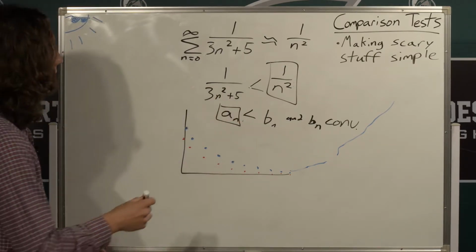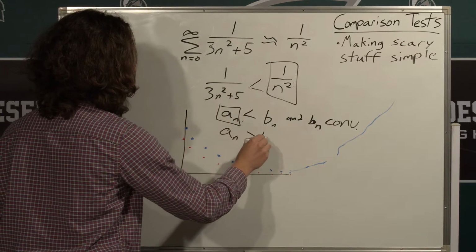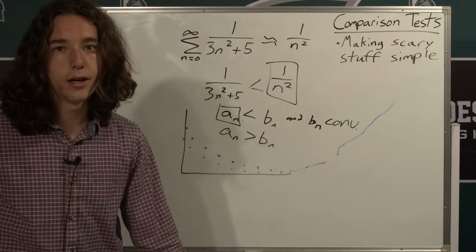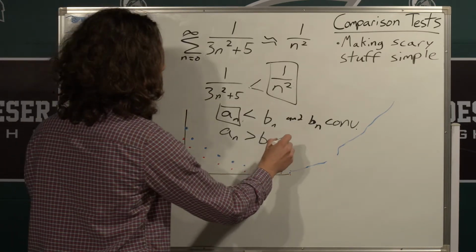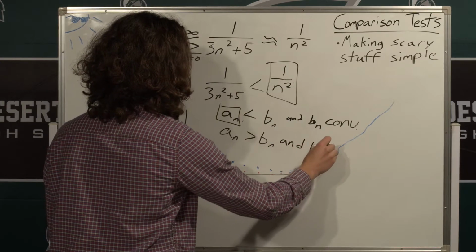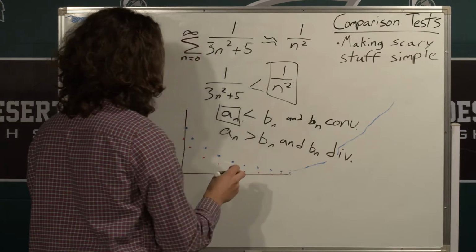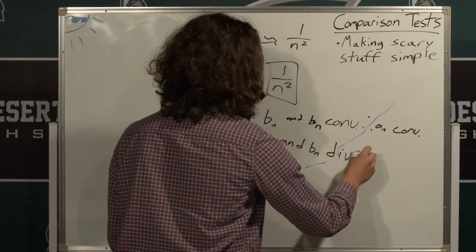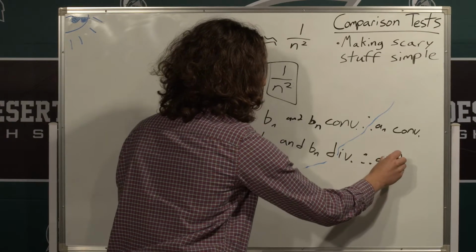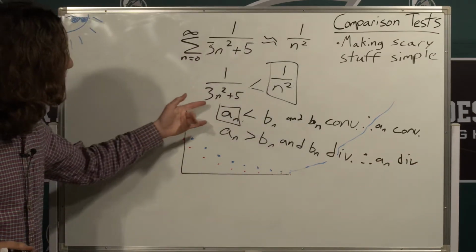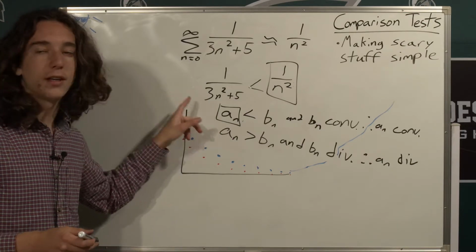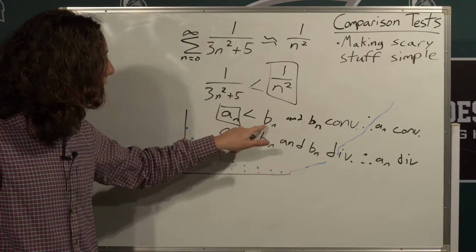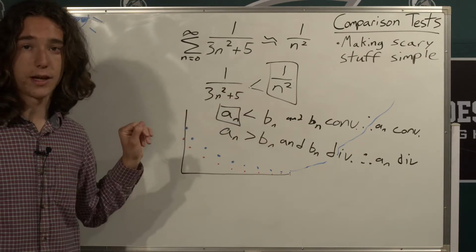Or you could say the opposite, right? If a sub n is greater than b sub n, and we know that b sub n goes off to infinity, then a sub n also has to go off to infinity, because something that's bigger than infinity is really big. And b sub n diverges, therefore a sub n diverges. And so in these two scenarios, first of all, we have to be able to establish this direct comparison between our funky series and our simple series. So we know that it's always less than, or it's always greater than.